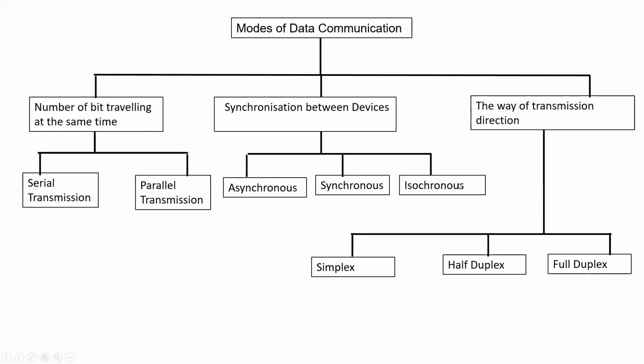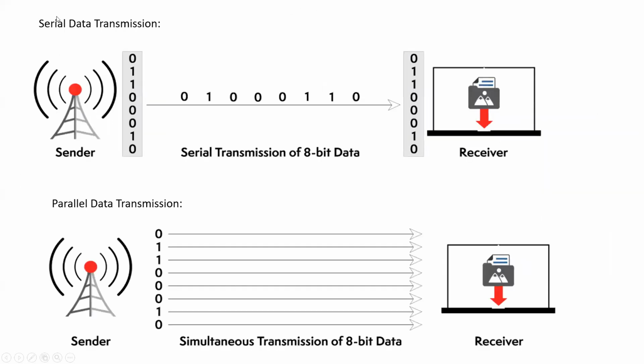Next, the way of transmission: simplex, half duplex, and full duplex. According to the direction of transmission, the mode of data is classified. So as you can see, the figures.